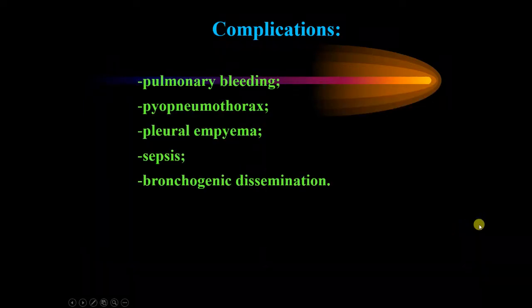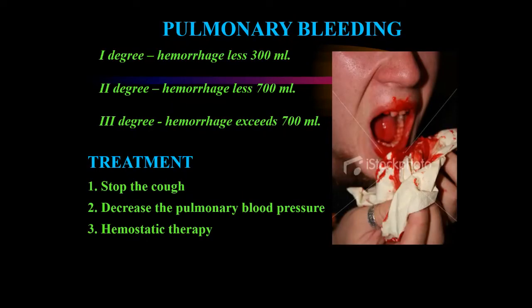Complications of the lung abscess are pulmonary bleeding, pneumothorax, pleural empyema, sepsis, and bronchial dissemination. Pulmonary bleeding has 3 degrees. First degree, hemorrhage less than 300 milliliters. Second degree, hemorrhage less than 700 milliliters. And third degree, hemorrhage exceeds 700 milliliters. Treatment: at first, stopping of the cough. Second, decreasing the pulmonary blood pressure, and finally hemostatic therapy.